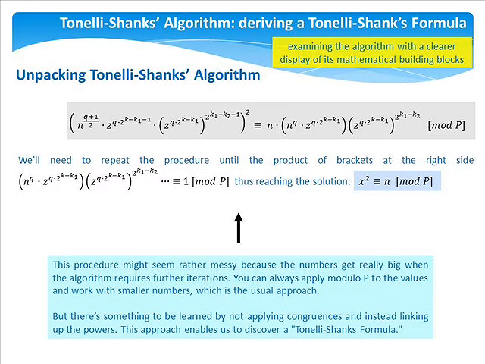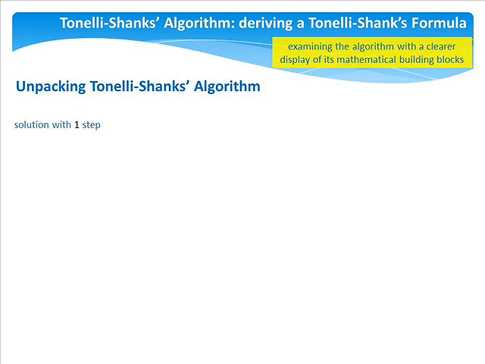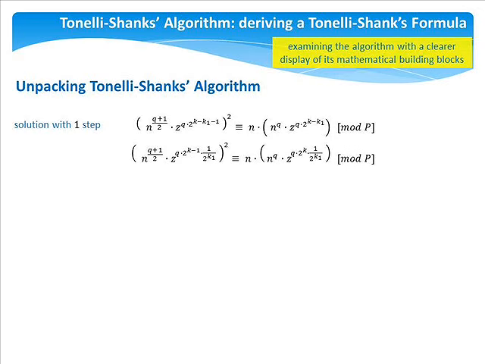This approach enables us to discover a Tonelli-Shanks formula. Let's proceed step by step. First, consider a case that requires only one step to reach the solution. On the left side of the congruence, the exponent of c is q times 2 raised to k minus k sub 1 minus 1, which is equal to q times 2 raised to k minus 1 over k sub 1. Since q times 2 raised to k minus 1 equals p minus 1 over 2, we can simplify the expression.